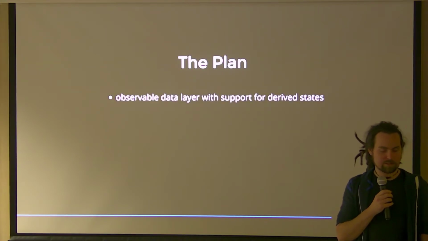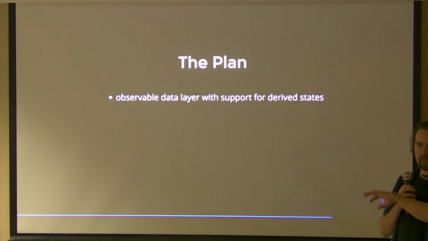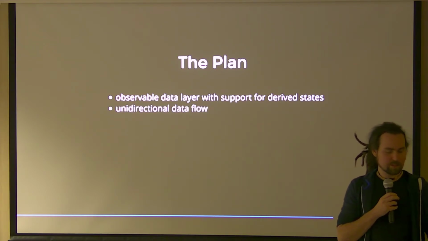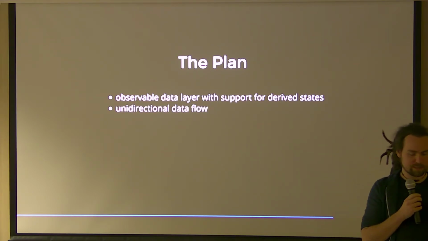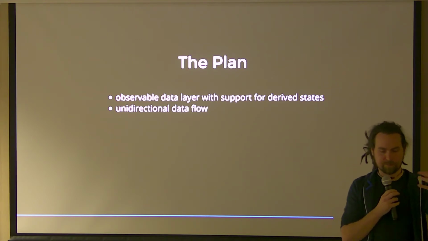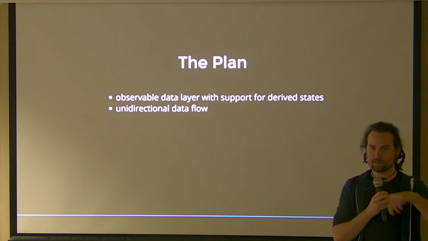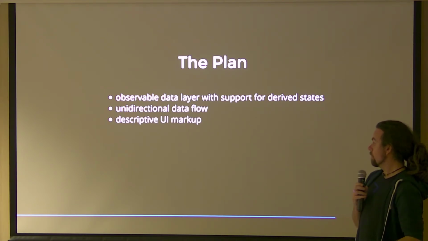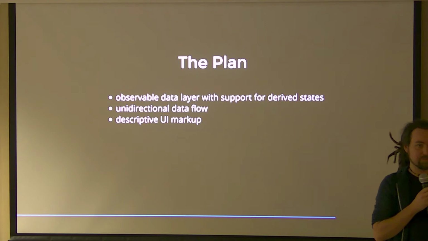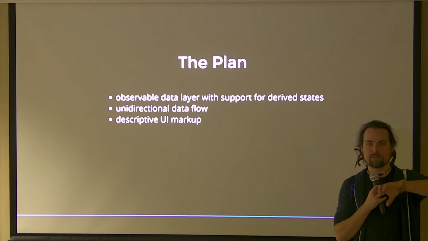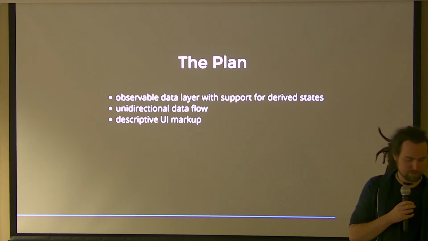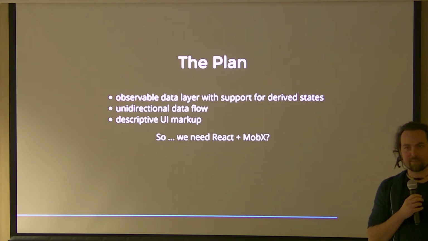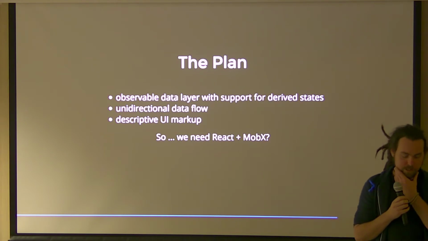So the plan was, let's make a data layer that if something changes, then everybody can subscribe, all this kind of stuff. Make unidirectional data flow so that you can't get cycles and all these kinds of things. We were pretty afraid of that happening. Have some descriptive UI markup so that we don't have to touch the DOM manually all the time. So basically, what we needed was something like React and MobX at the time.